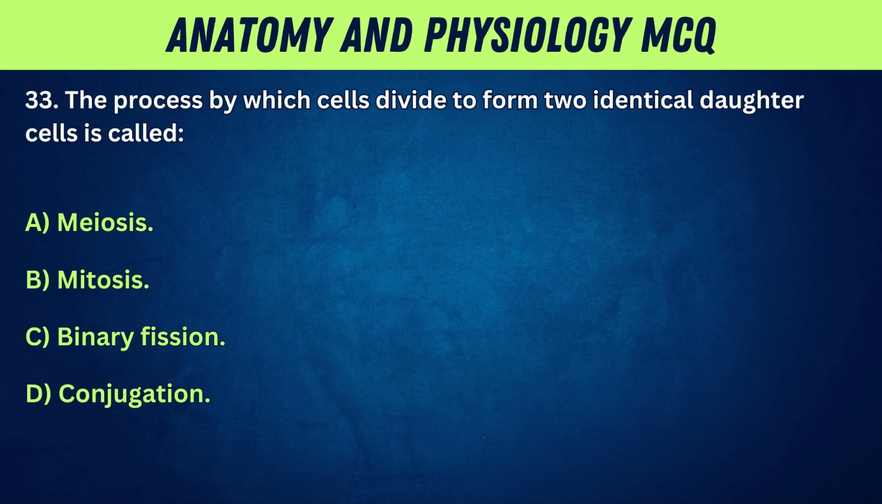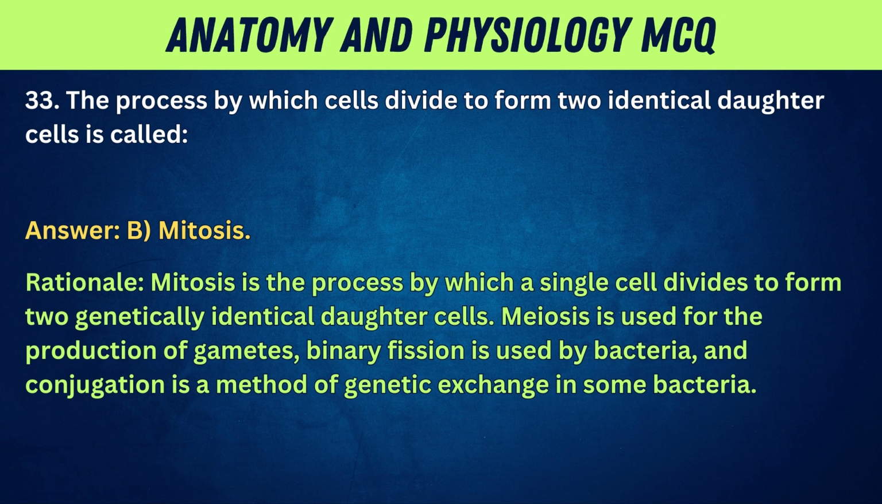33. The process by which cells divide to form two identical daughter cells is called A. Meiosis. B. Mitosis. C. Binary fission. D. Conjugation. Answer: B. Mitosis. Rationale: mitosis is the process by which a single cell divides to form two genetically identical daughter cells. Meiosis is used for the production of gametes, binary fission is used by bacteria, and conjugation is a method of genetic exchange in some bacteria.